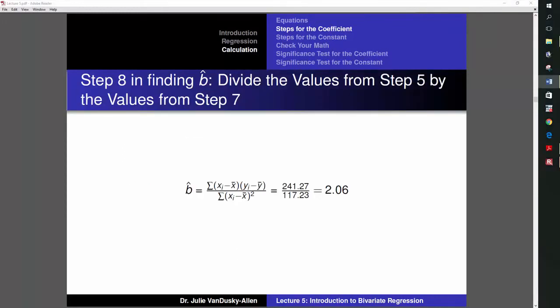The last step in calculating b hat is dividing the values from step 5, the numerator, by the values from step 7, the denominator. 241.27 divided by 117.23 is 2.06. So our slope or coefficient b hat is 2.06.